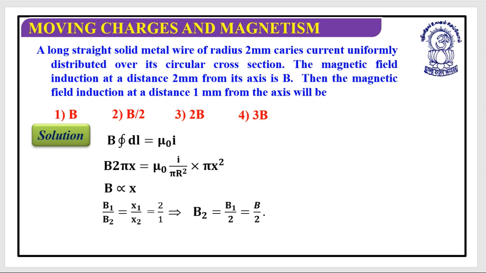Let's have a look. What does it say? A long straight solid metal wire of radius 2 mm carries current uniformly distributed over its circular cross section, and the magnetic field induction at a distance of 2 mm from its axis is P, and the magnetic field induction at a distance of 1 mm. This is an application of Ampere's circuital law. We are going to discuss it in the next session, so we will cover this then.